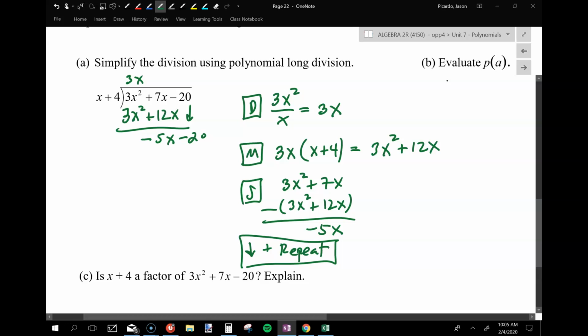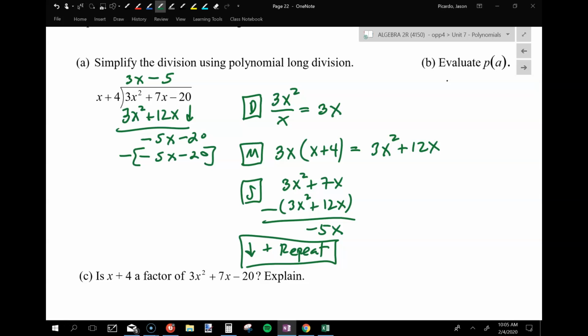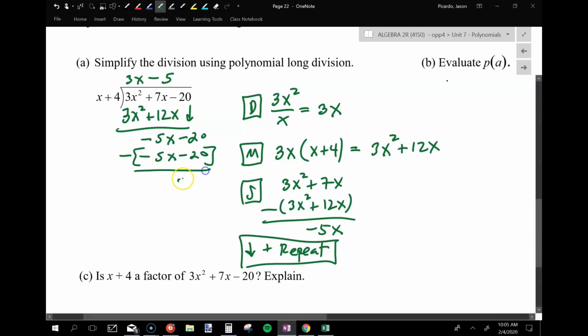And so then what do I do? Well, you ask yourself, does x now go into negative 5x? And the answer is, it does negative 5 times. So I take the negative 5 and I multiply it by x plus 4, right? And I get negative 5x minus 20. What am I supposed to do with the negative 5x minus 20? Subtract it, which means negative 5x minus 20 minus the negative 5x minus 20 will give you 0.